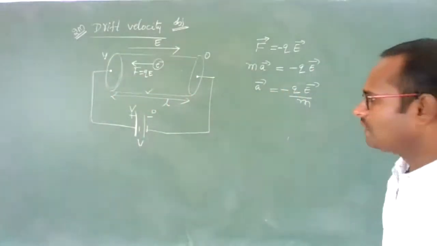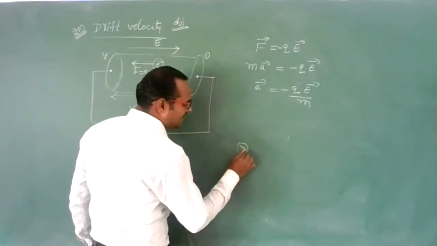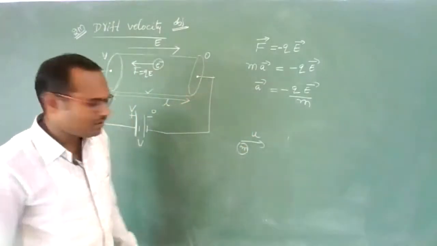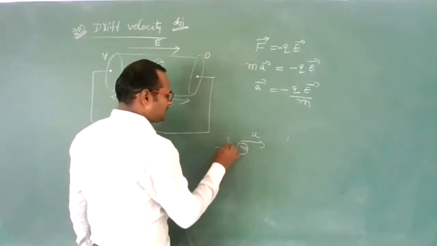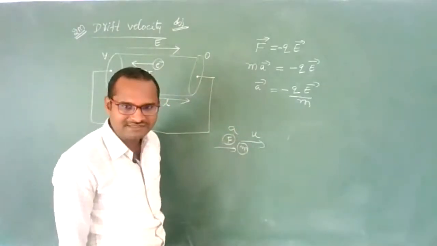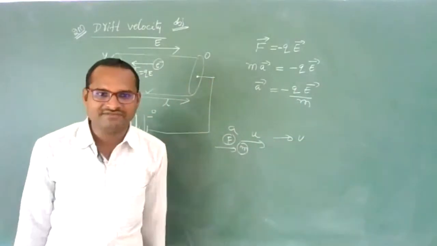Clear, students? Now, see, whenever one object is there, let us suppose it has some mass and is moving with some initial velocity u. Now, whenever some force acts on it, meaning some acceleration will be produced on this object of mass m, its velocity will change to v. It will become a final velocity.